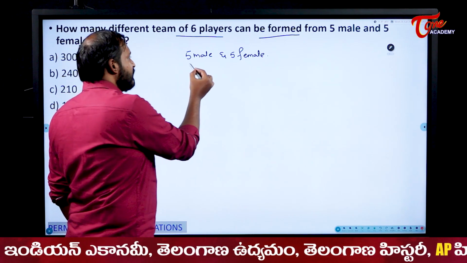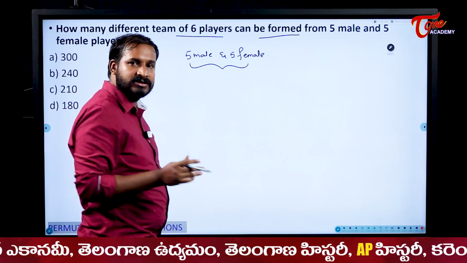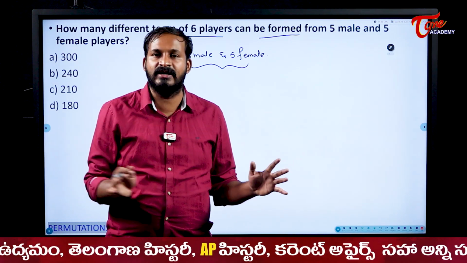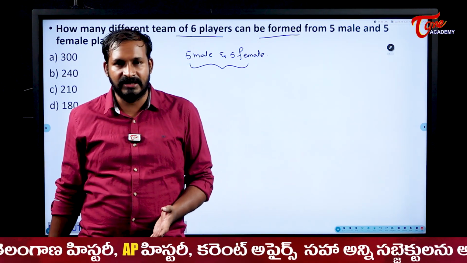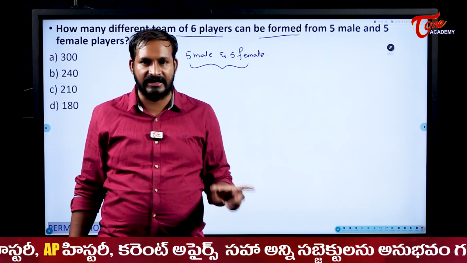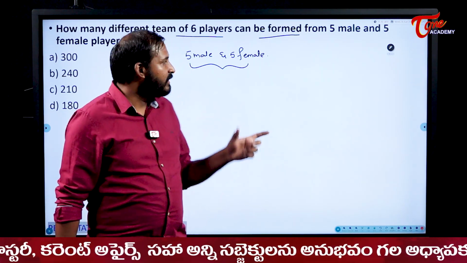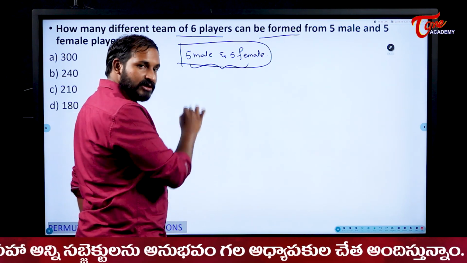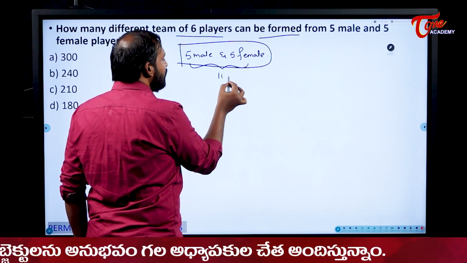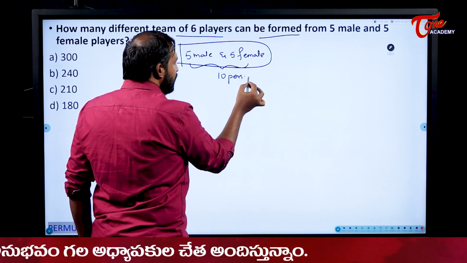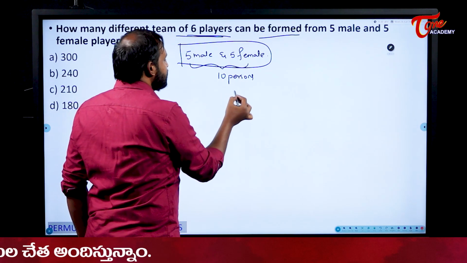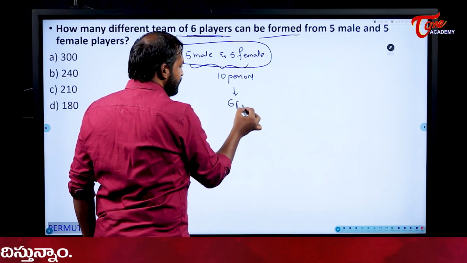Now, there is no discrimination of male and female here. Why? Because they didn't mention that only male should be selected, only female should be selected, or these many males or these many females should be selected. They don't mention anything like that. That means we should consider all of them as a single group now. So the total number of persons available is 10, irrespective of their gender. From the 10 persons, I need to select 6 players.